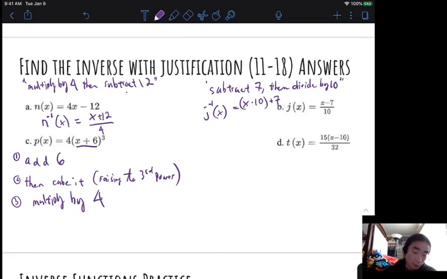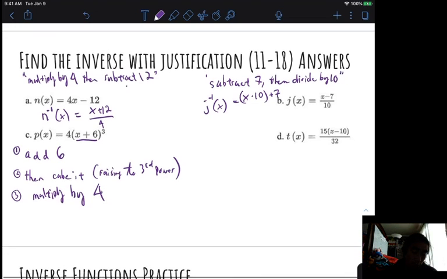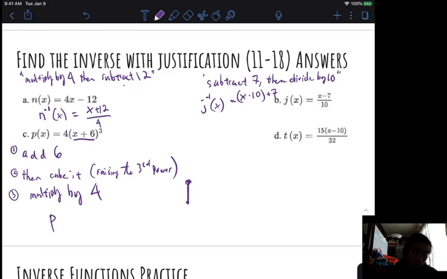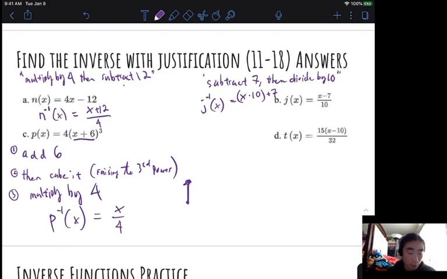So to find the inverse, we'll start here and work our way up. So we undo a multiplication by 4. We have to divide by 4. Okay, so we undid the last step from our original. To undo cubing, or raising to the third power, we can take the cube root, like this. And then to undo an adding of 6, we subtract 6.